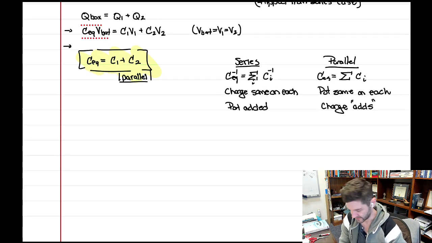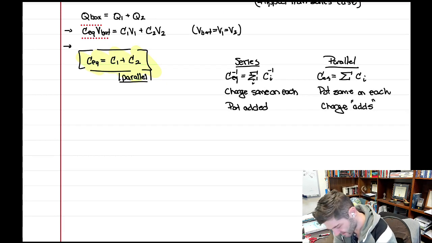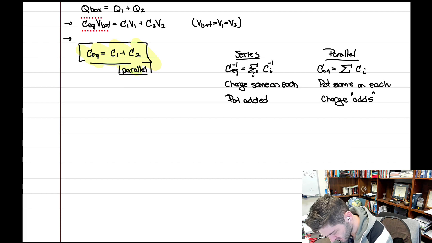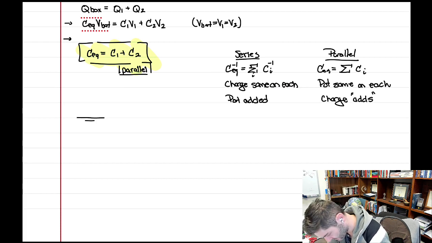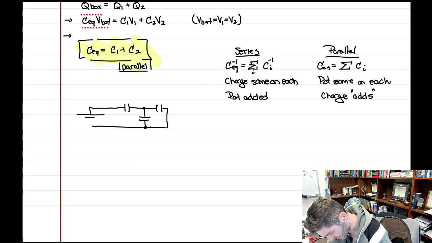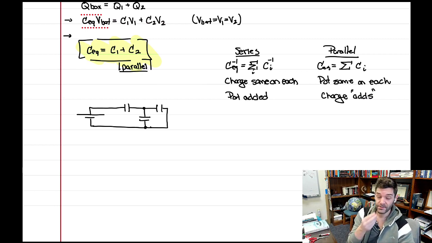So then the trick is that when you have more complicated looking circuits, like suppose I have a battery that hooks up to a capacitor, which then goes down, and there's a capacitor here, then there's another capacitor here, and then those merge here, and then go back to the battery. Which of these are in parallel? Which of these are in series?